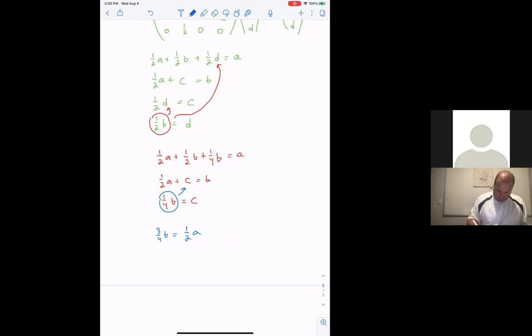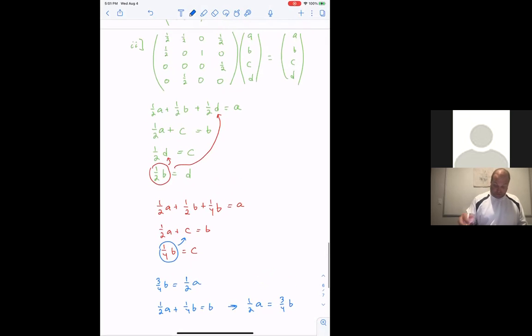And then I have 1/2 A plus 1/4 B is equal to B. Okay. So this, of course, gives me that 1/2 A is equal to 3/4 B. Which, oh, that's right. We have a redundancy. Of course, we have a redundancy because we have to remember that A plus B plus C plus D has to equal 1. Completely forgot that.